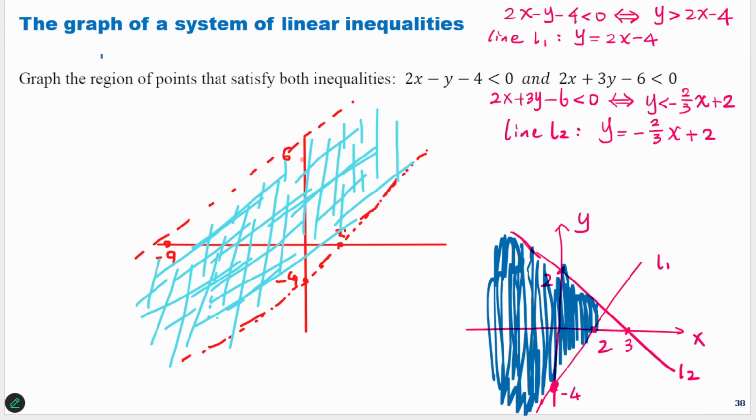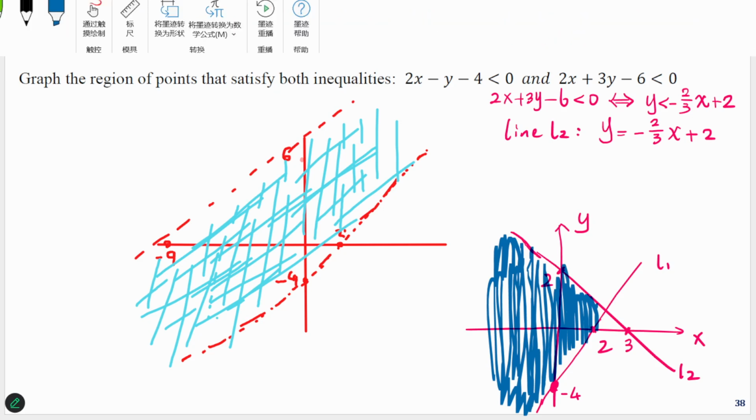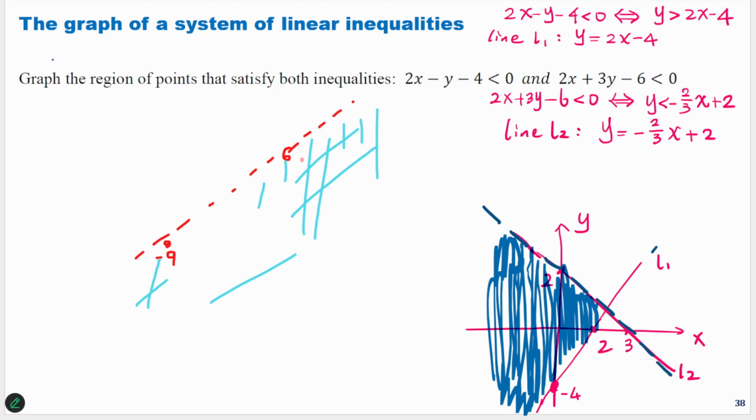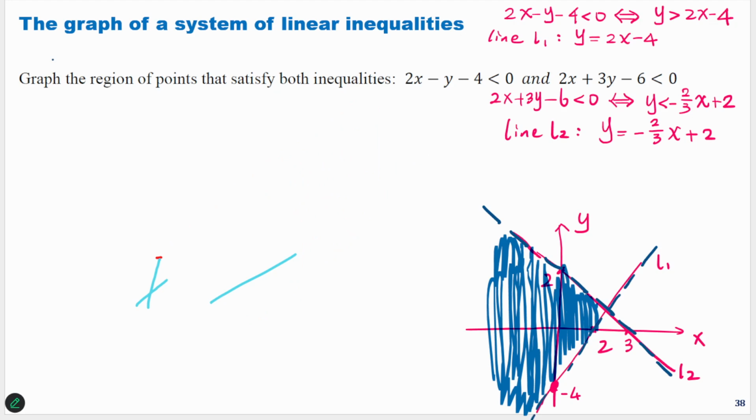So anything else we need to pay attention to? Should the lines be dashed? Yes, it's great, very good. You observe that because we have strictly less than or strictly greater than, right? So we have dashed lines as the boundaries, which means the lines or boundaries are not included. Okay, any questions?